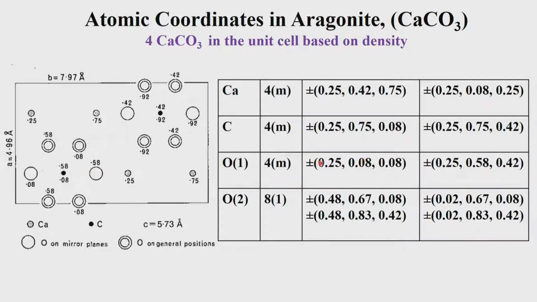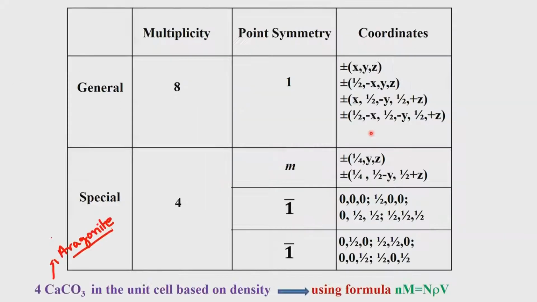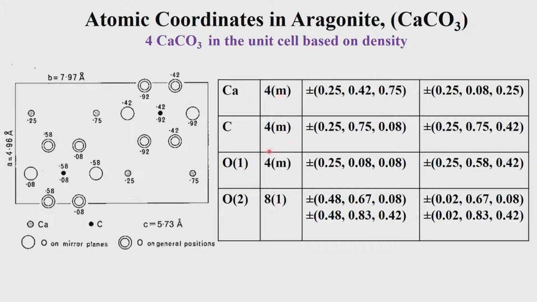As homework, I want you to take these coordinates and see whether they satisfy the symmetry requirements associated with this 4m position. Then you will convince yourself that calcium and carbon are sitting in these special positions. It so happens that the oxygen atom will also sit with respect to plus minus 0.25 as is shown here in this diagram. So, therefore, these occur at 0.08 and 0.08.